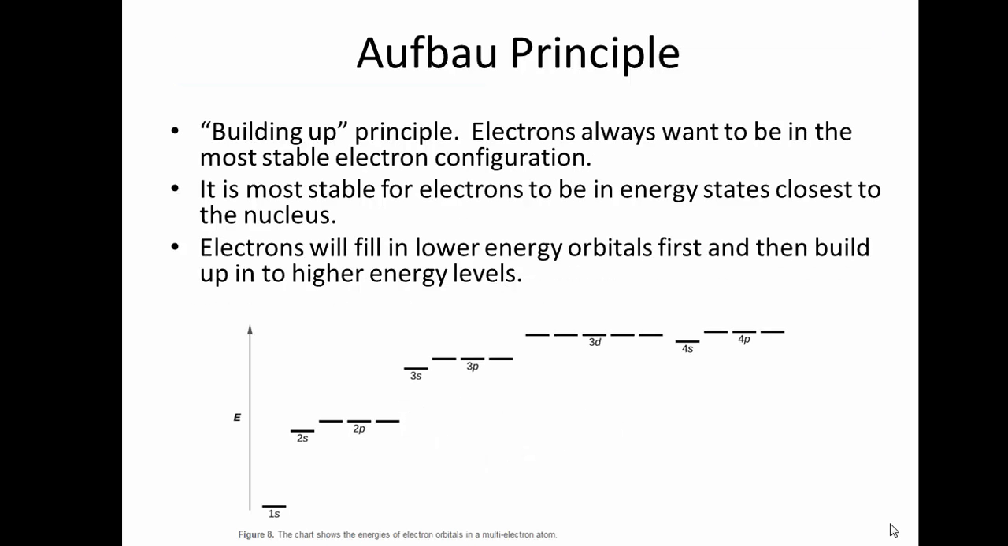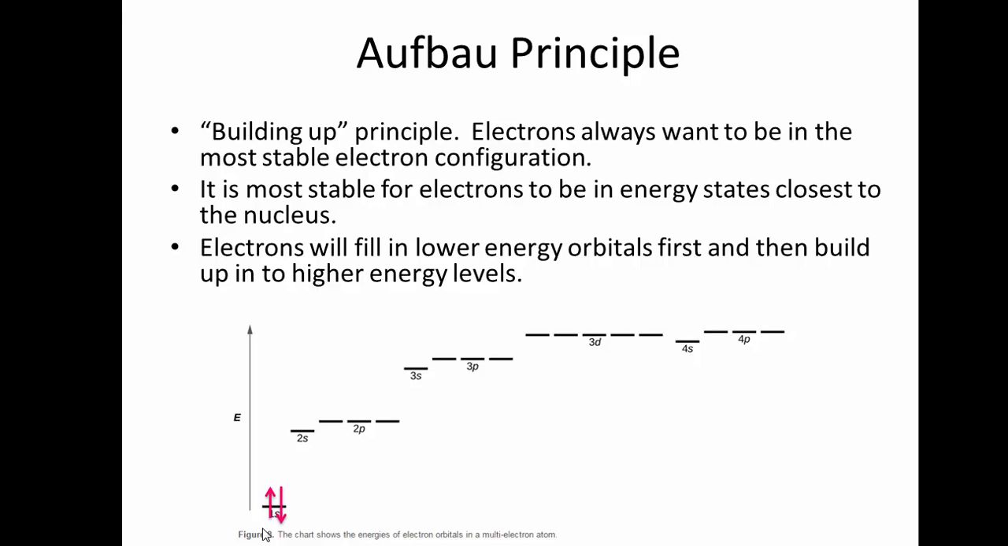The last thing we need to talk about before we do electron configurations and orbital diagrams is the Aufbau Principle and Hund's rule. The Aufbau Principle is just the building up principle. It says that electrons want to be in the most stable electron configuration. So it's most stable for electrons to occupy the lower energy orbitals first. Electrons will fill the lowest energy orbitals first and then build up into higher energy levels. So if there were 2 electrons in our atom, we would simply fill up our 1s orbital and say that we have a 1s2 electron configuration.